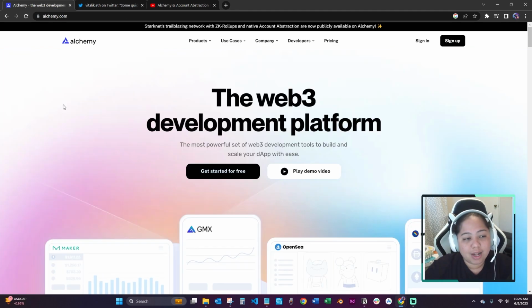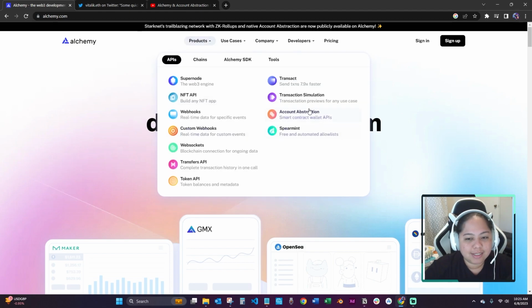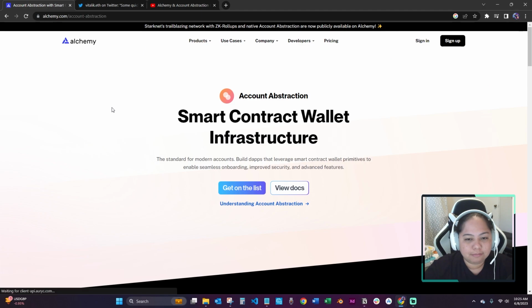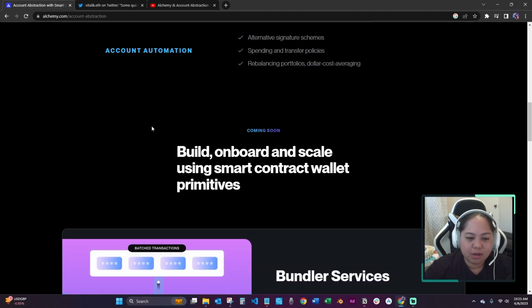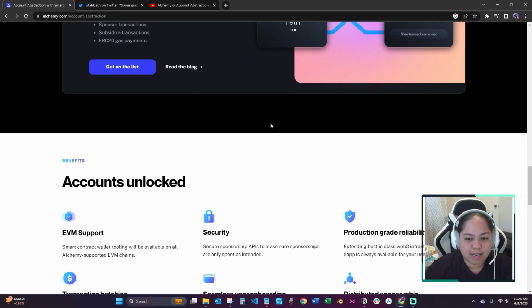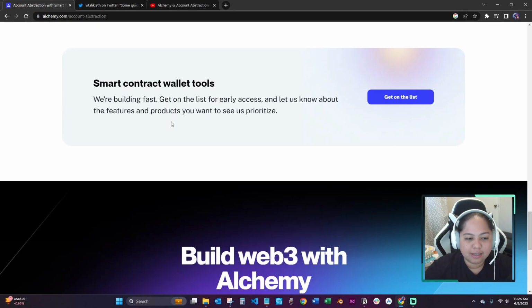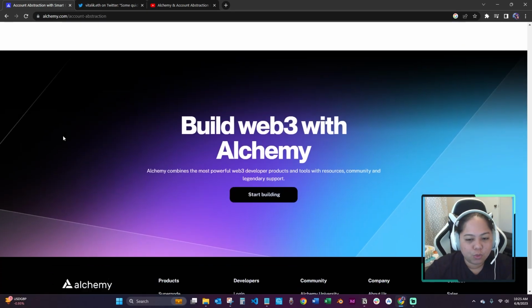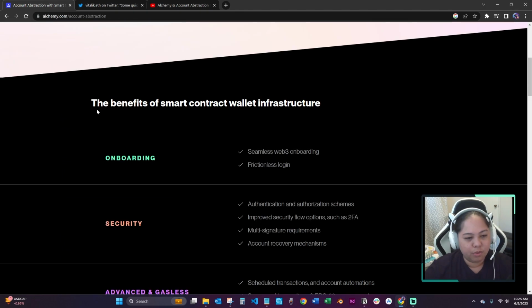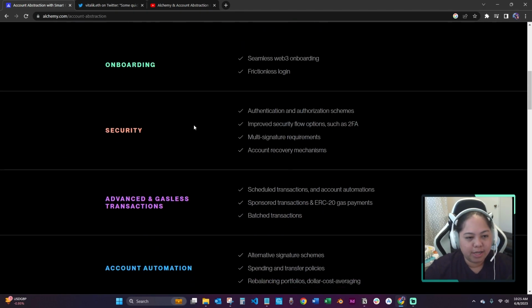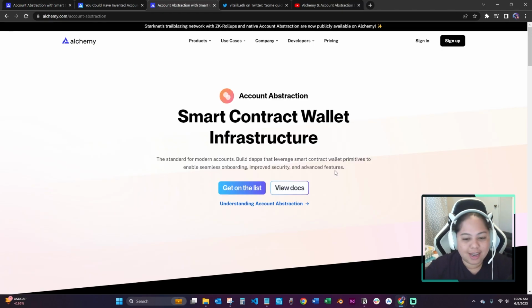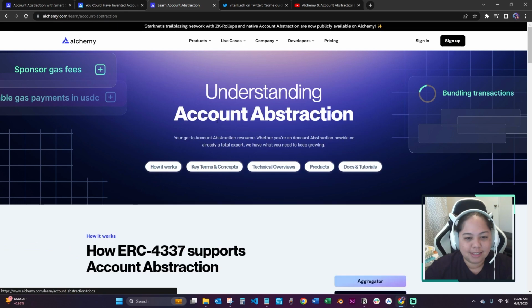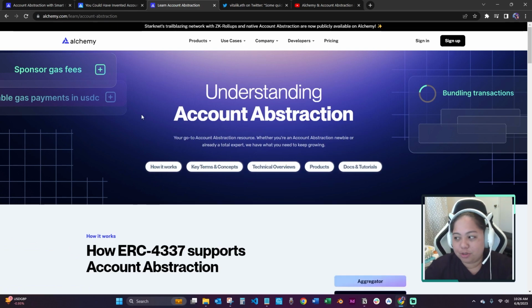So if we go into alchemy.com, you'll go to their main page. You'll find it under Products and Account Abstraction. Here is where they'll start getting into the whole information about account abstraction, what type of services are included in their account abstraction tools for developers, with the benefits of onboarding, security, advanced gasless transactions, and account automation. Let's take a look at their documents so that we can understand account abstraction.